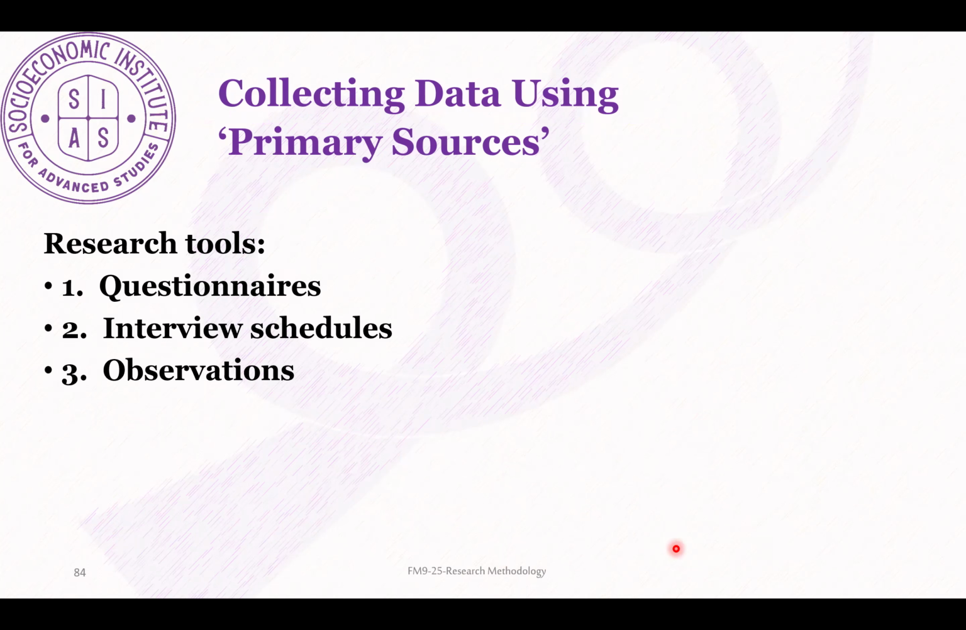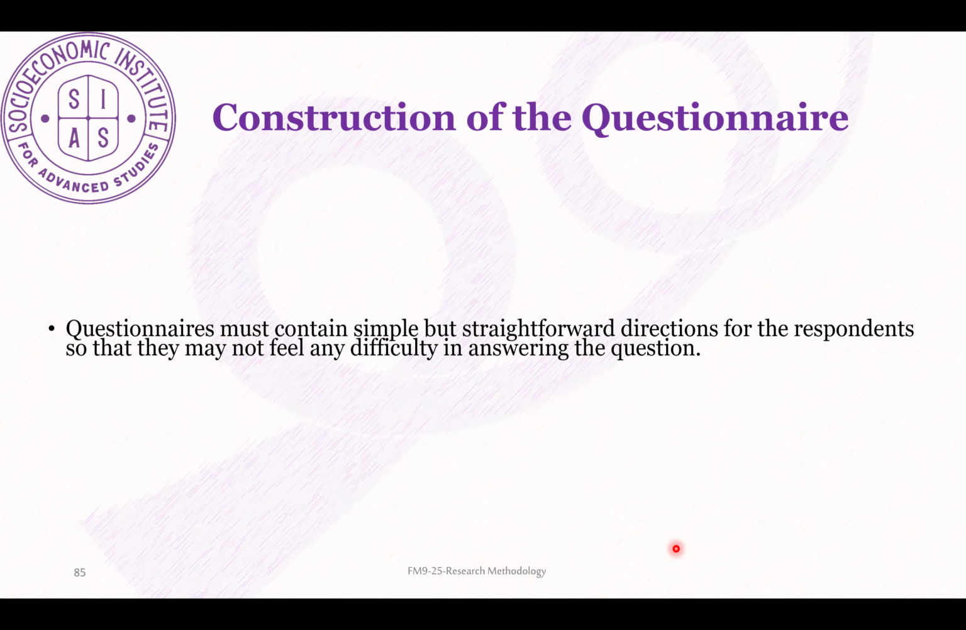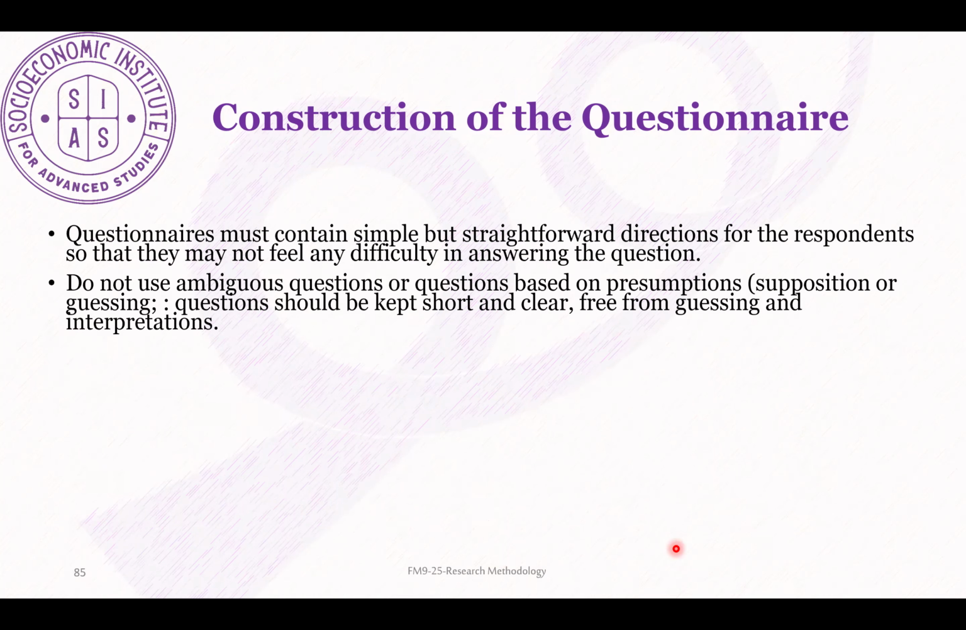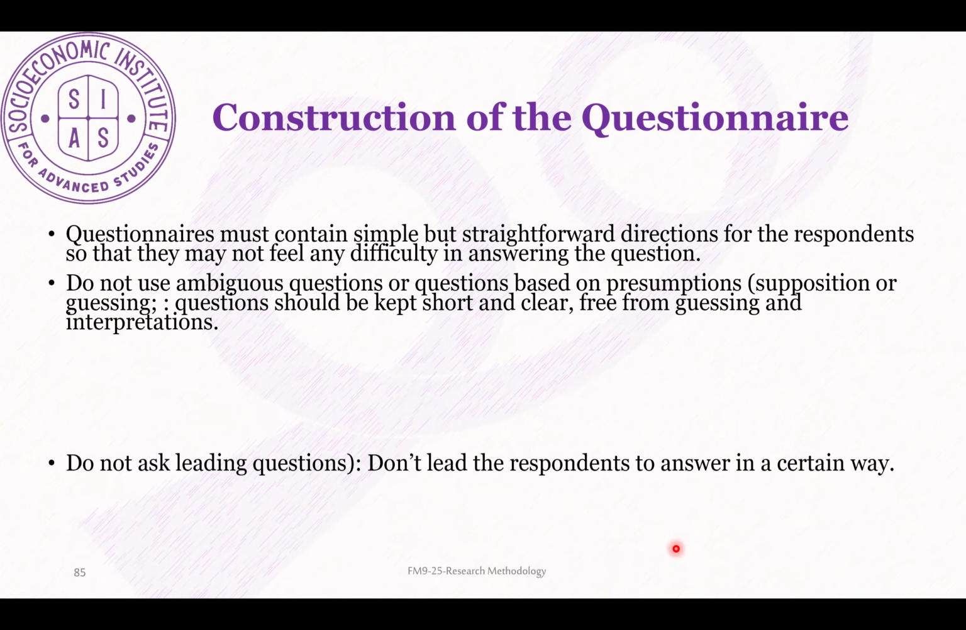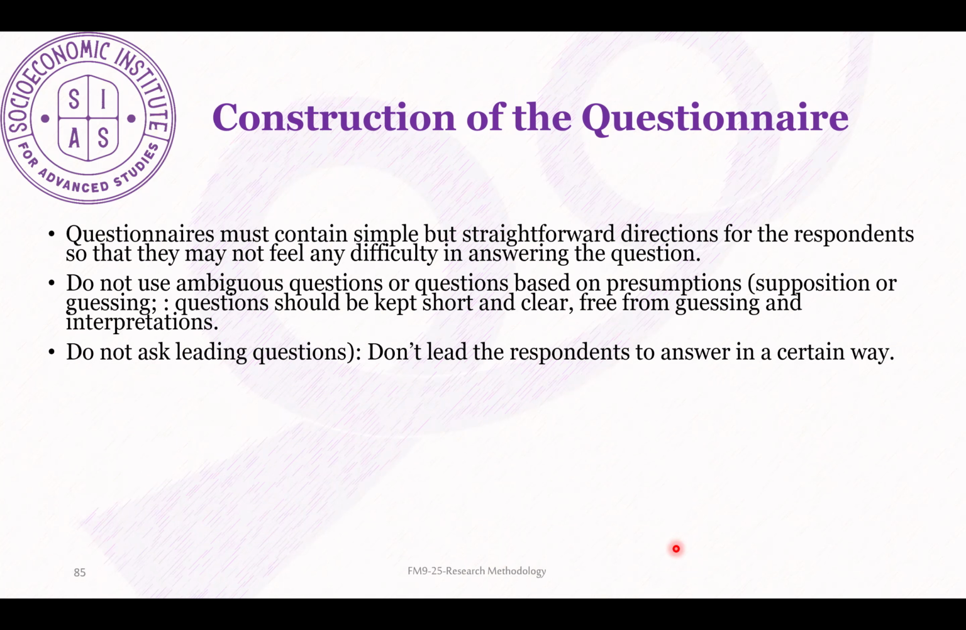So there are tools actually for primary sources of data. We mentioned the questionnaire, the interview, and the observation. The questionnaire must contain simple, straightforward directions for the respondents. They should not have ambiguous questions, and they should be clear. Besides, there should not be leading questions. That is, the respondent, for example, will be directed to a certain answer.